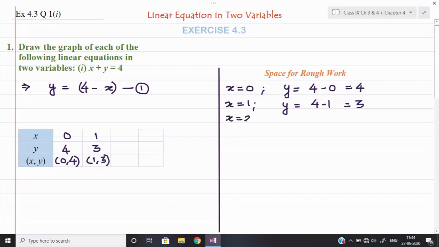Now similarly, I will find out two more points. x equal to 2 I will take here. Okay, so value of y will be equal to 4 minus 2. So it will remain 2 only. So I can say that here x and y are coming the same, 2 comma 2. So one value I am taking here, 2 comma 2.